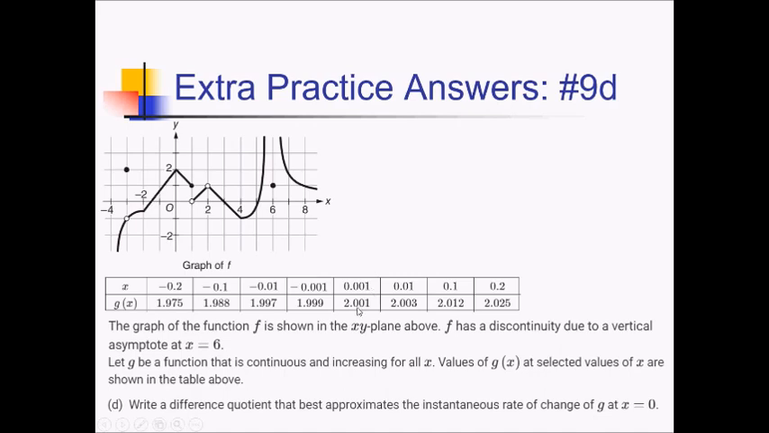So we've got y2 minus y1 over x2 minus x1. So 2.001 minus 1.999 over 0.001 minus -0.001, so plus 0.001. And they just said to write a difference quotient. Well, that's what this is. We've got something minus something divided by something else minus something else. There it is.